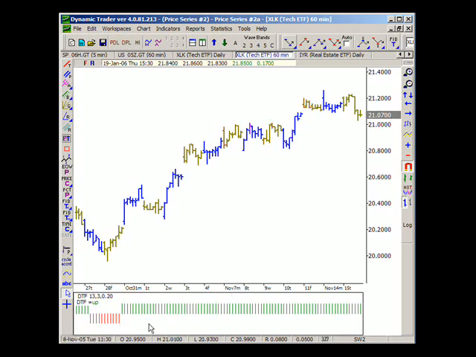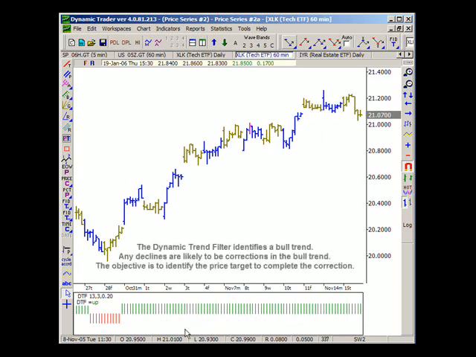And I just put the dynamic trend filter indicator below the chart. We're not going to go into momentum and trend indicators in this tutorial series, but I just wanted to put it on to show that the green positive lines indicate that it's in a bull trend and that any corrections or any declines are likely to be corrections in the bull trend. So our objective is to look for a minor retracement to which we can then position ourselves long.